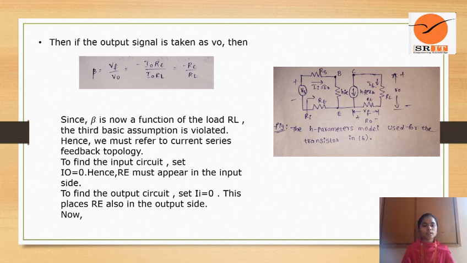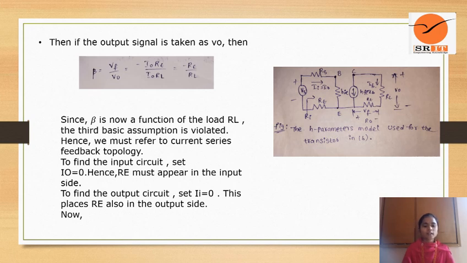If the output signal is taken as V0, then we get beta equal to Vf by V0, where Vf is equal to I0 into Re and V0 is equal to I0 into Rf. I0 will be cancelled. Then we get beta equals minus Re by Rf. Since beta is a function of the load resistance RL, the third basic assumption is violated.